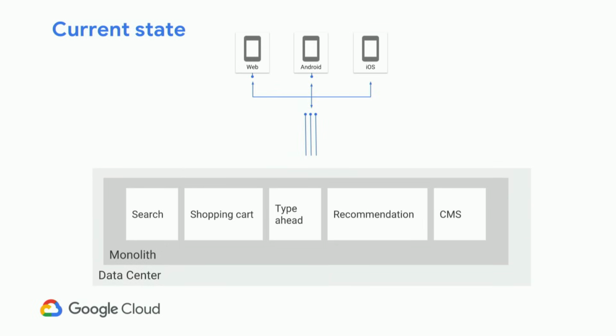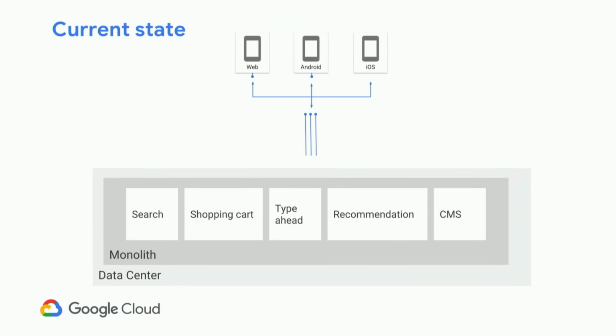So we talked about this monolith and how the monolith has been a mainstay in enterprises for many years. This is probably how your application looks. You have a monolith. In this case, we are talking about, let's say, a retail experience where you have a monolith application which has search, shopping cart, type ahead, recommendations, CMS, and all these capabilities running inside a data center. These are exposing capabilities, which are then consumed by different web applications or Android or iOS applications. So the monolith exposes some APIs, which are then consumed by those web, Android, iOS apps.